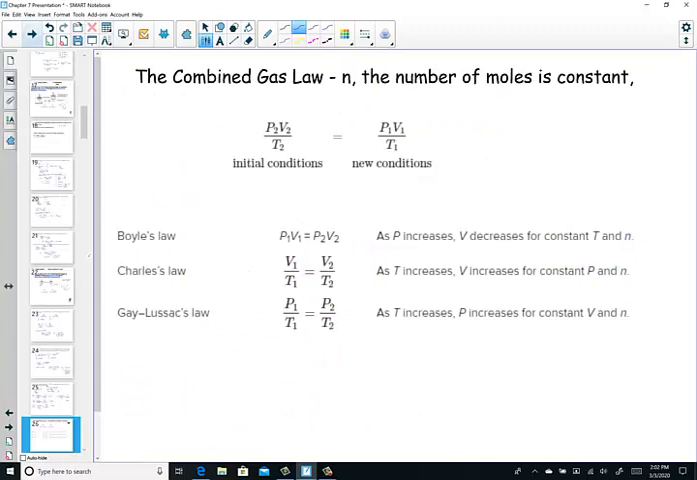And let's pause here. We'll take a break from our lessons. Come back to me when ready. We're going to talk about the combined gas law with some examples next.